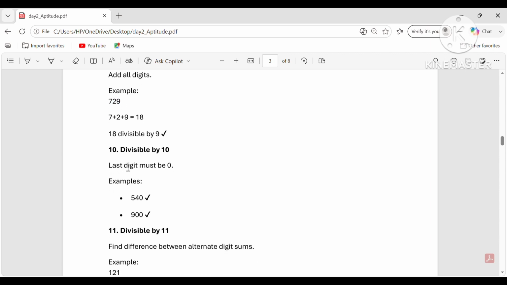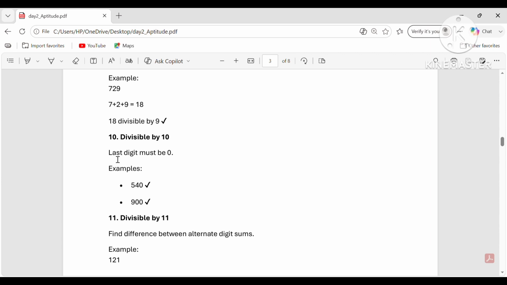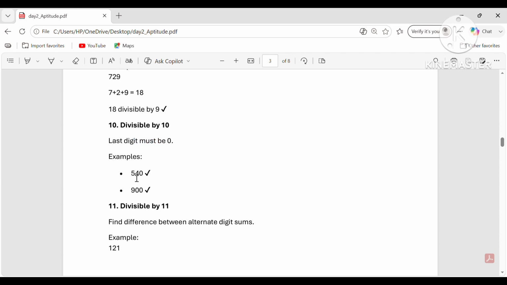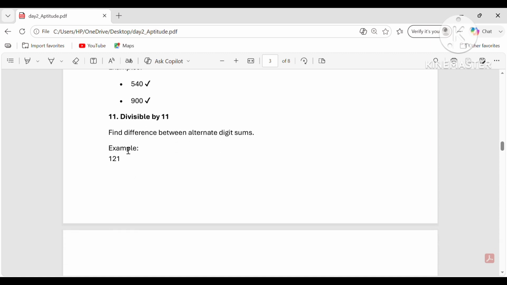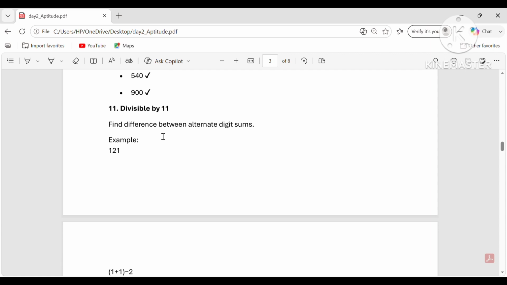And coming to divisible by 9, add all digits, like divisible by 3. For example, 729. We need to add 7 plus 2 plus 9. It will give 18. 18 is divisible by 9, it is true. So this number is divisible by 9.